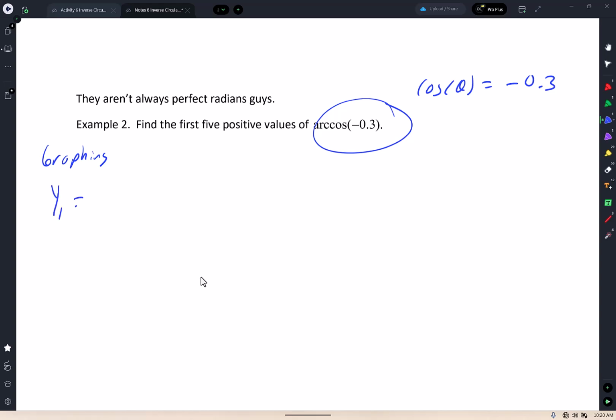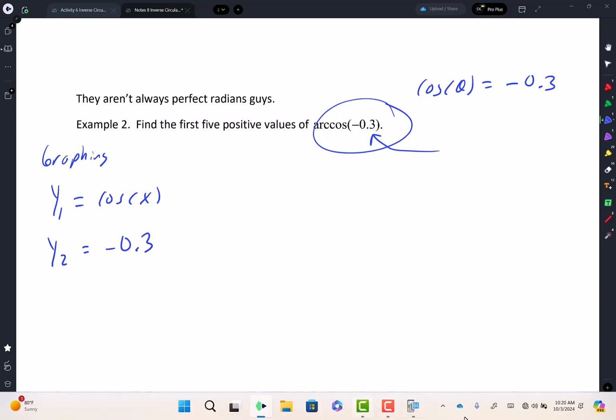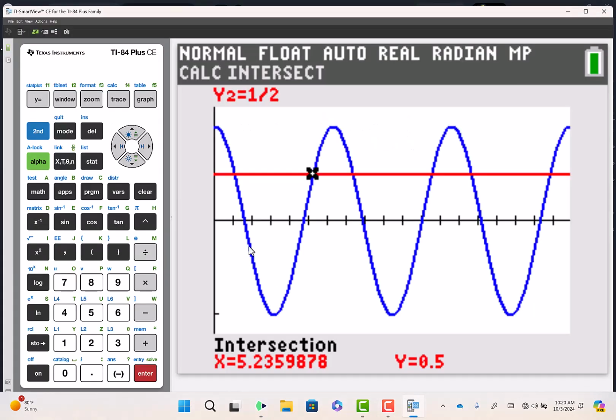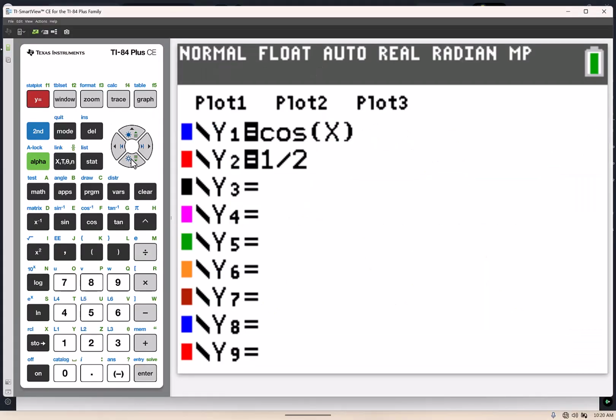Go to your y1, and you're going to type in cosine x. So you already have it. And on y2, instead of a half, I'm going to put what? Negative 0.3. So let's do that. Window y equals, change your y2, clear it, negative 0.3. Mr. Winters would probably be mad at me, so I'm going to write negative 0.3. There, Winters probably wants that 0 in front of the decimal. All right, here you go. Graph.